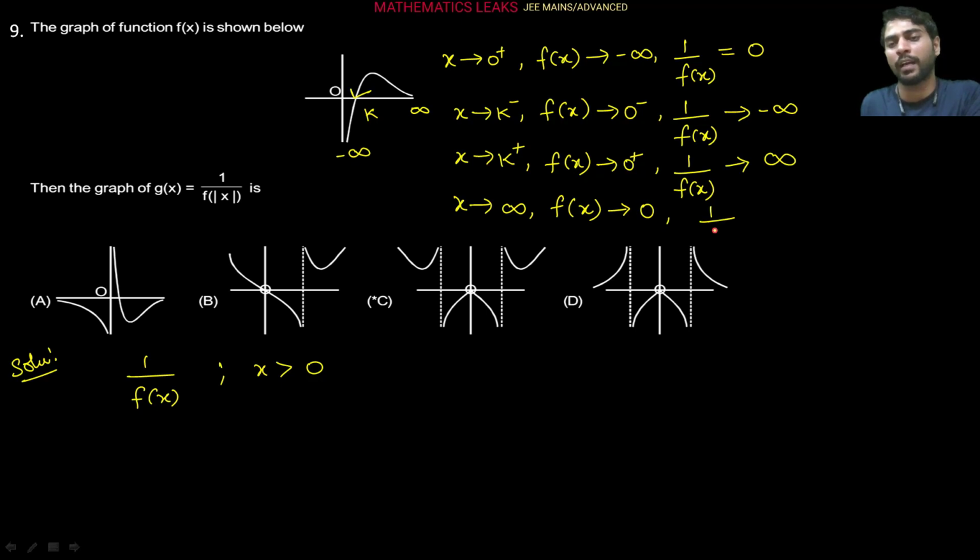So 1 upon f of x will be trying to approach plus infinity, right? So from here you can see, since f of x is continuous everywhere in the open interval 0 to infinity, 1 upon f of x will also be continuous everywhere except the point x is equal to k, everybody, except the point x is equal to k. So in 0 to infinity we are going to observe the graph here.